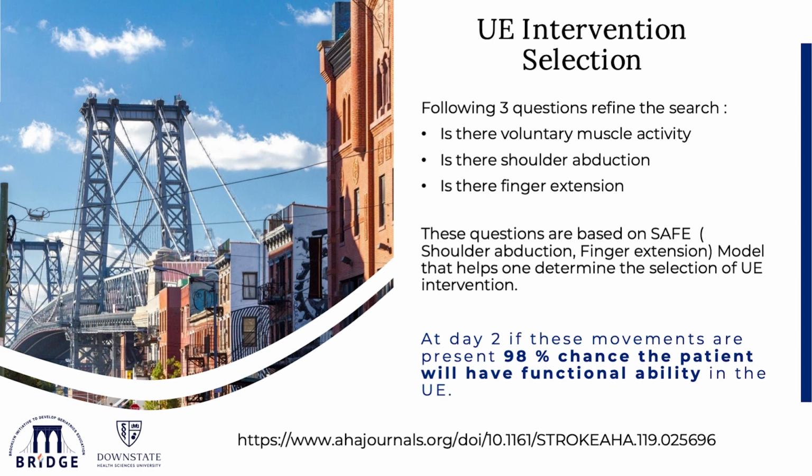These questions are based on the SAFE model, which means shoulder abduction and finger extension. And at day 2 of one stroke, if these movements are present, that is, your shoulder goes sideways up and your hands can just open up to some extent, there's a 98% chance that this person will be able to have some functional ability in that upper body. Functional ability means that you're actually able to use that hand to get a glass of water, not just move your hand up or down, but actually use it for different tasks that are done by your upper body.